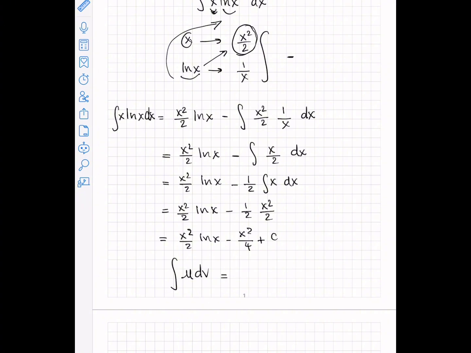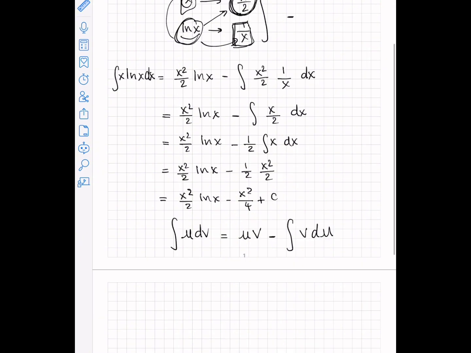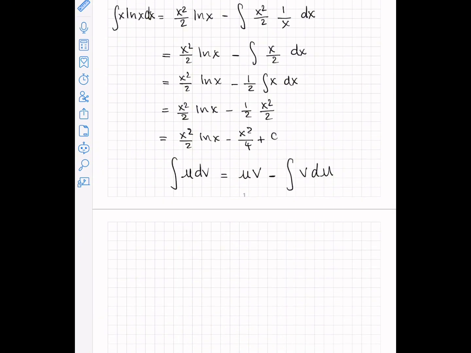is going to be both. This one is the function, and this one is the function, the derivative, the derivative. So these are derivatives, and these are functions. So both the functions multiplied by each other, which are u and v, minus the integral of this function multiplied by this derivative, which is v du. So u dv is equal to uv minus the integral of v du.